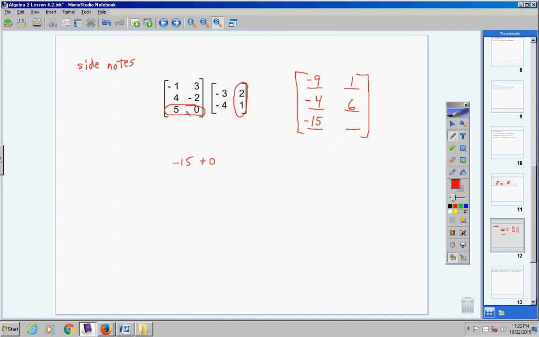5 and 2, first number times first number. Second number times second number. Combine and you get a 10 right here. And we're finished. So there's your answer. Now if you don't like those blanks, just put -9, -4, -15, 1, 6, 10.